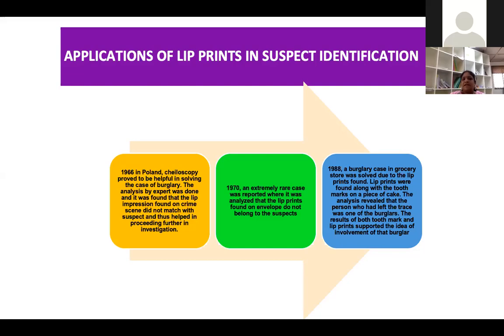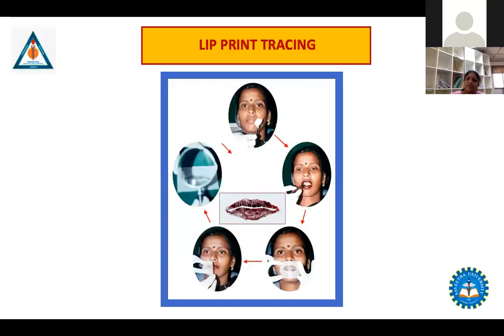Earlier, in 1966, a case was reported in which lip prints were lifted from the crime scene and were helpful in identifying the persons who were involved in a burglary. Similarly, in 1970, lip prints were lifted from envelope covers and proved that the suspects were not the persons involved in a particular crime scene. In 1988, there was a burglary case where they were able to lift lip prints from a piece of cake and found that the tooth prints and the lip prints together served as an important identification tool for identifying the suspect involved in the burglary case. So this proves that lip print applications, like fingerprints, have been proved in many civil and criminal cases to identify the suspect.